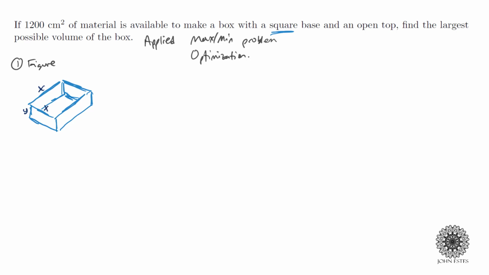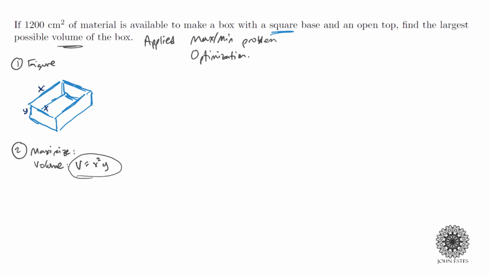Now part two of this process is I need to figure out what I know and what I'm trying to maximize or minimize. In this case, I want to maximize volume. The volume of this box is going to be the area of the base, which is x squared, times the height. So I'm going to have x squared y as my volume. That is what I'm trying to find the maximum of.